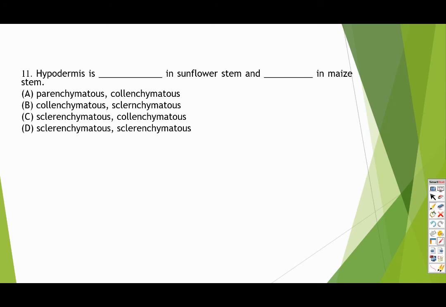Okay, collenchymatous and sclerenchymatous. So that's an option. Now, moving on to the next question. Which one of the following condition of the xylem is present in both monocots and the dicots?